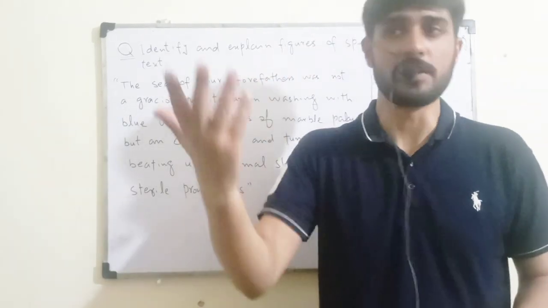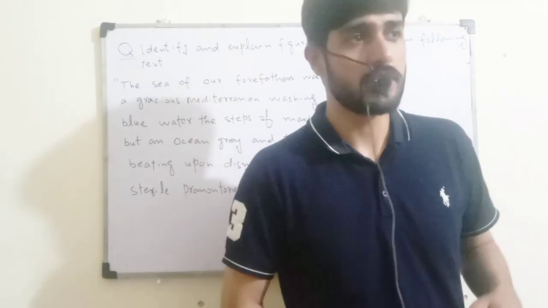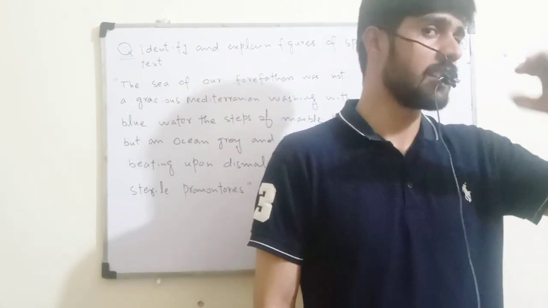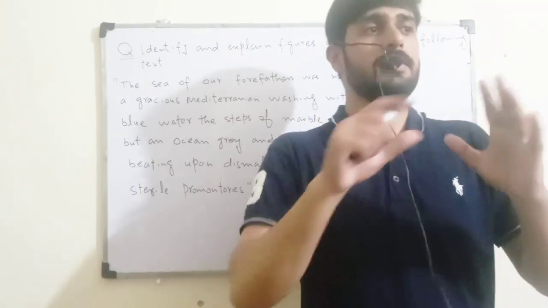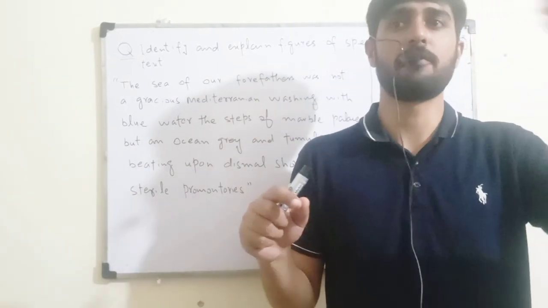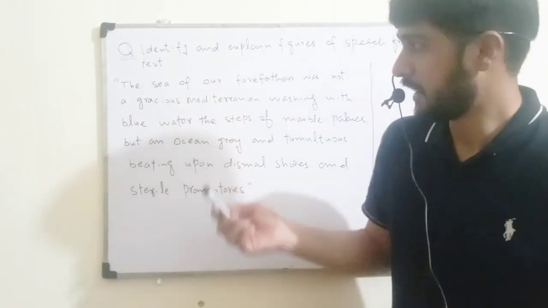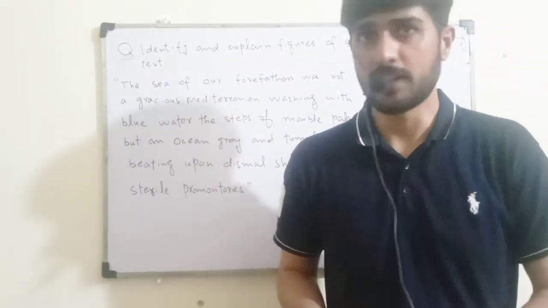Second, partially: we identify any poetic extract, poem or prose writing separately, individually, word by word, line by line. This is the second way of identifying and explaining the figure of speech. Here we will explain the figures of speech one by one in this text.